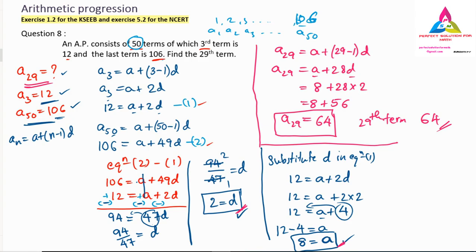So this is all about today's class, that is arithmetic progression, exercise 5.2 of NCERT, question numbers 7 and 8.